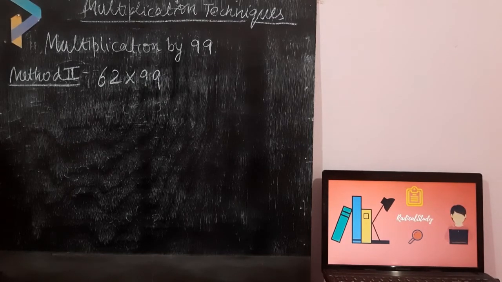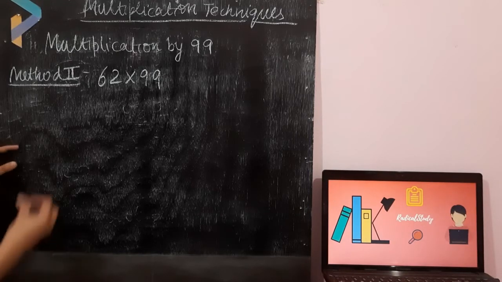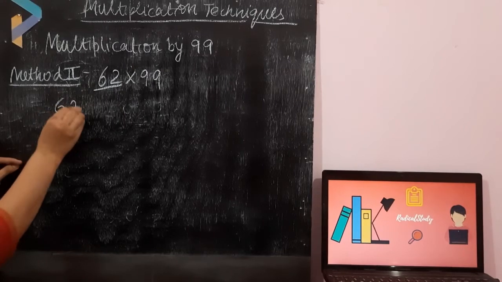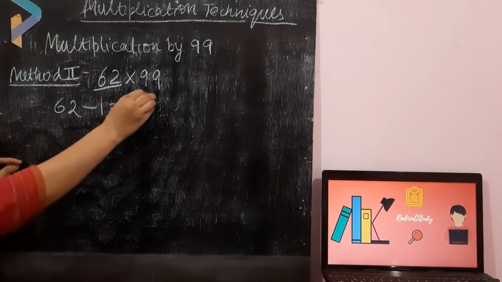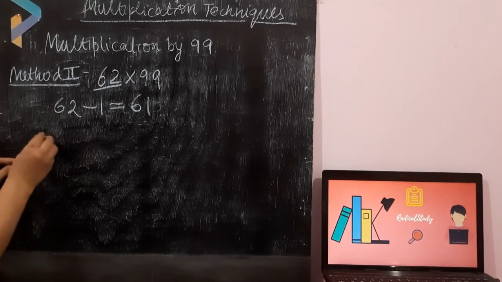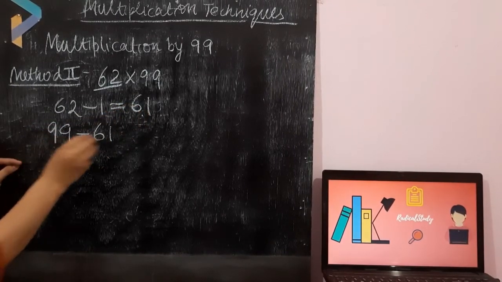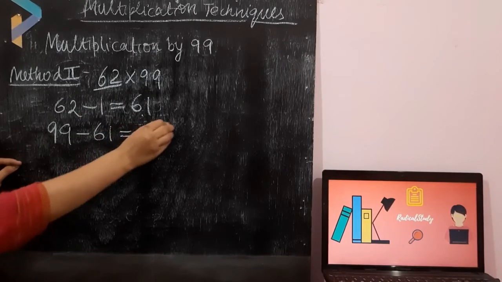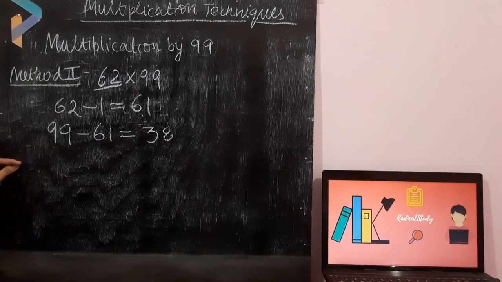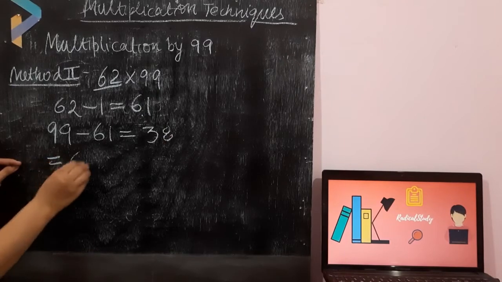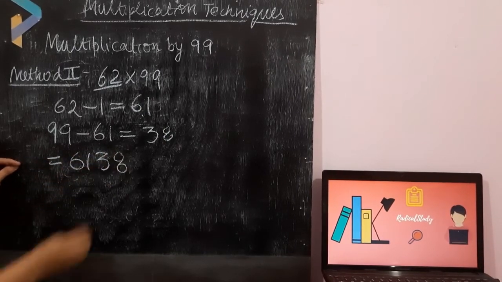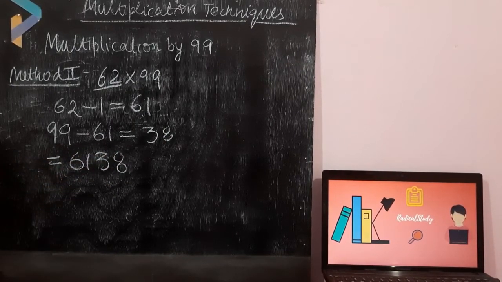So students, now the next example I have taken is 62 multiplied by 99. As per the rule, we have to subtract 1 from 62. This is step 1. It will be 61. Now step 2 will be 99 minus 61. We have to subtract this result from 99. So what will be the answer students? It is 38. So what is the product? It is 6138. Wasn't it easy students? It was very easy. So I hope you will use this method in your multiplication sums.